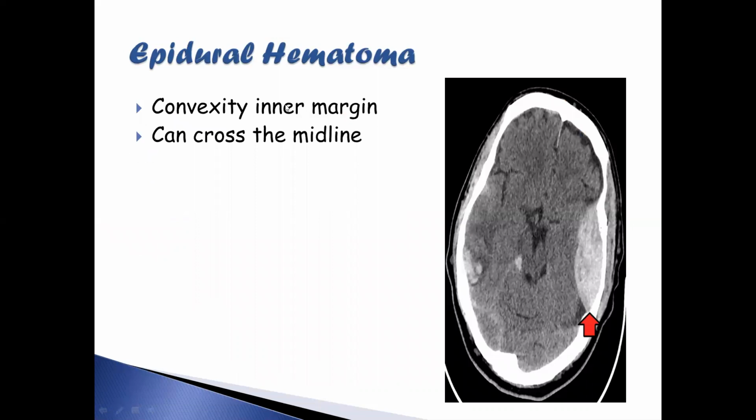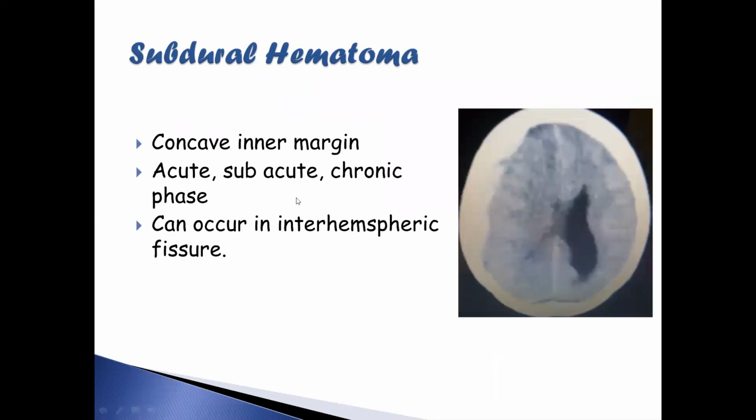Epidural hematoma presents with a convex inner margin, right, and it can cross the midline. So this is our epidural hematoma. Then subdural hematoma presents with a concave inner margin, so here. Under subdural, we've got the acute, subacute, and chronic phases. Subdural hematoma can also occur in the interhemispheric fissures.